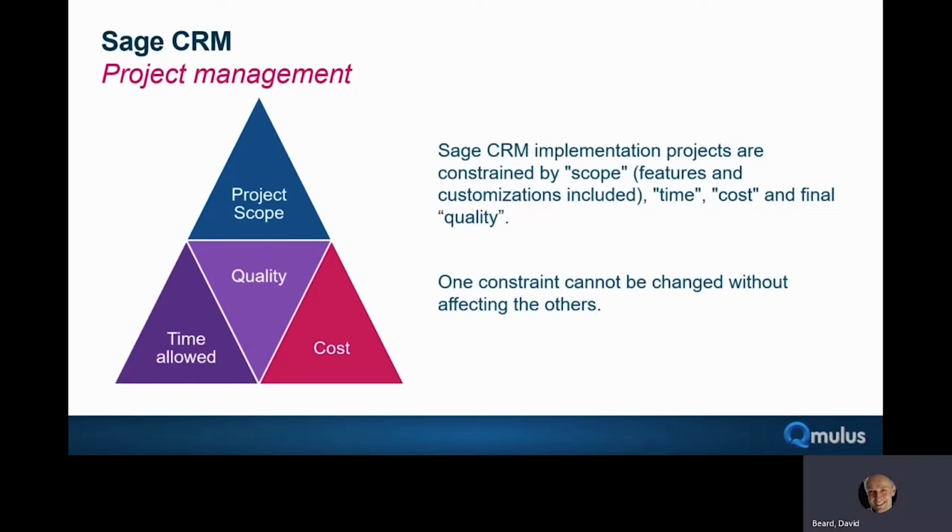Sage CRM implementation projects are constrained, like any project, by scope, time, and cost. And you can't shift one without impacting the other. If you've been involved in any sort of project management, you know this to be a universal truth. Quality will suffer, or some other dimension will suffer because of that. If you take away some of the money, perhaps the scope comes down, perhaps the quality changes.